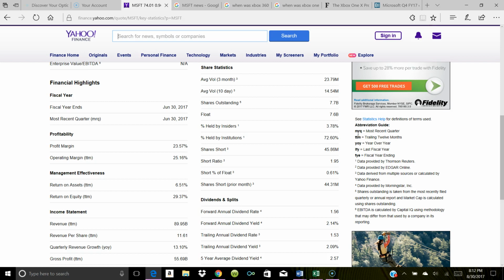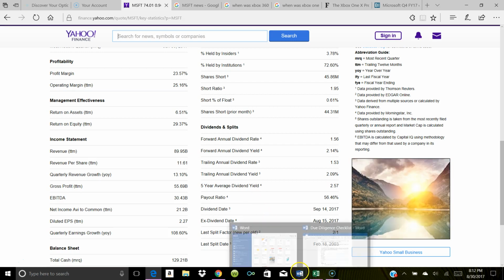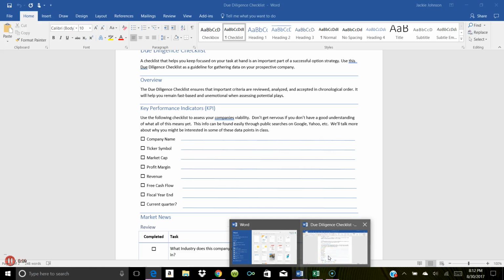the abbreviation of MRQ, which means most recent quarter. TTM is trailing 12 months. Keyword in that is trailing 12 months. So that means the last 12 months. So the last 12 months, their revenue is at roughly $90 billion. So you want to write that 89.95 billion in your revenue portion.